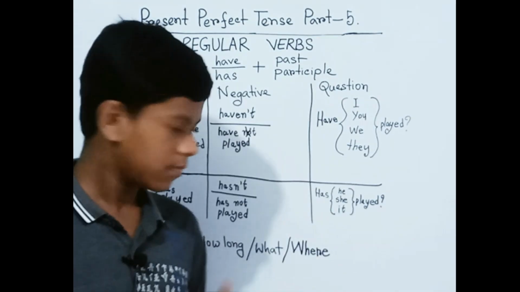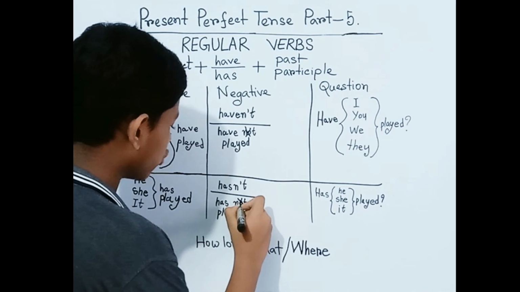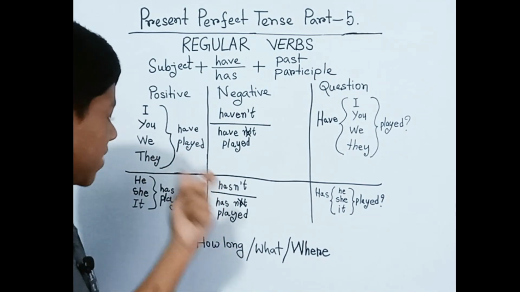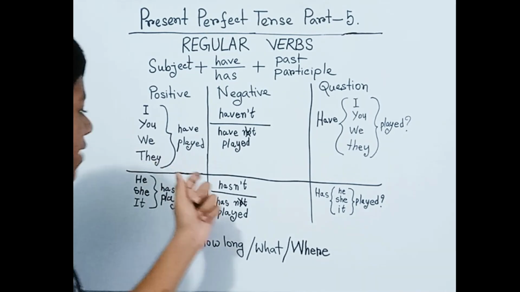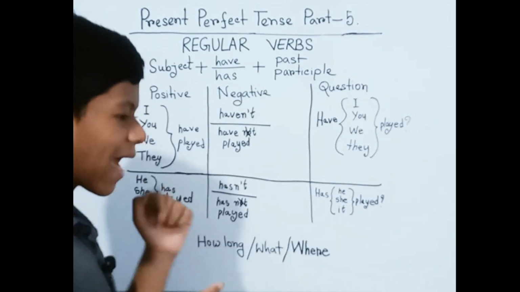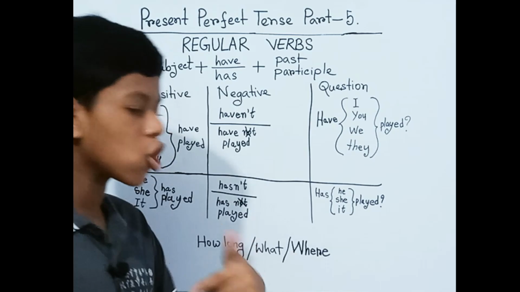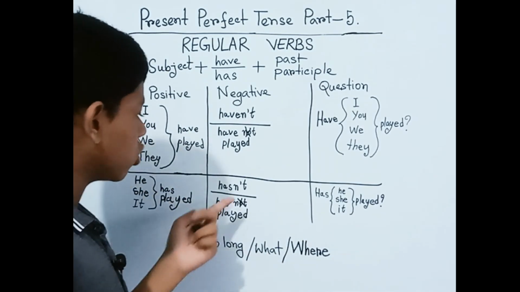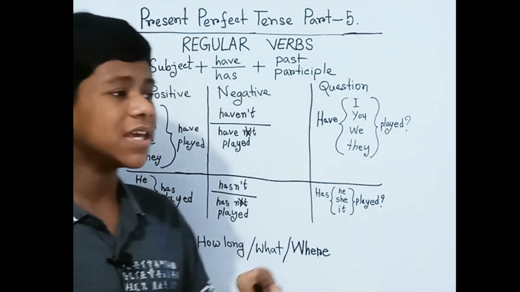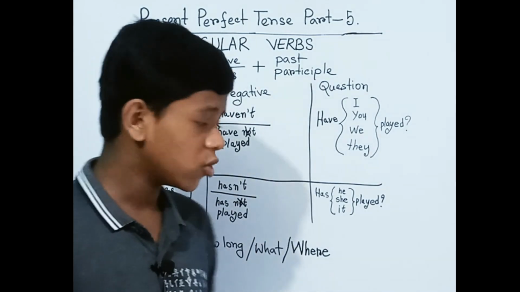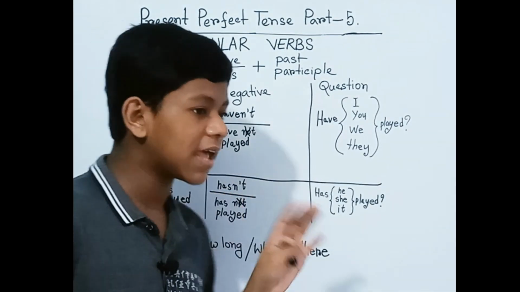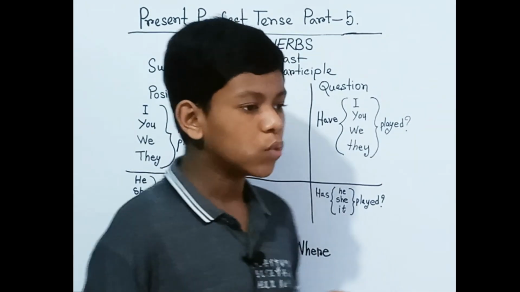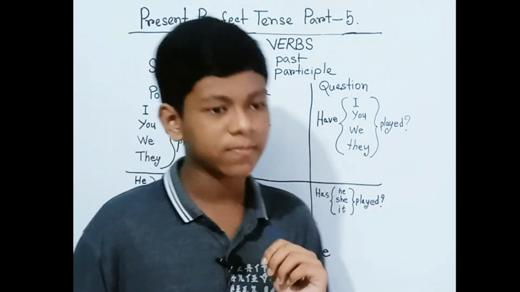Same here. We do the same task with this form. Then it becomes hasn't. He hasn't played, it hasn't played, she hasn't played, Arjon hasn't played. Remember, we can also use this with all kinds of people's names. So we have already understood the positive and the negative. Now we will look at the question.